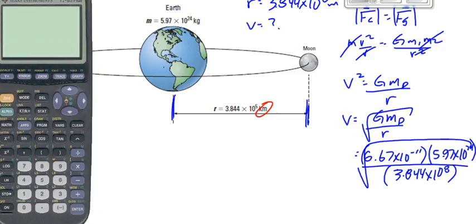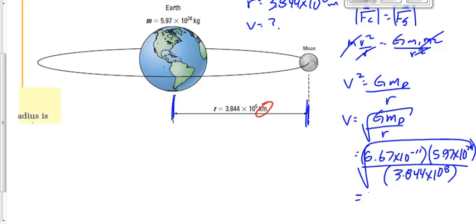I get 6.67 times 10 to the minus 11 times 5.97 times 10 to the 24, divided by 3.844 times 10 to the 8. Don't forget to square root it. When you do, we get 1017.8, or 1.02 times 10 to the 3 meters per second.